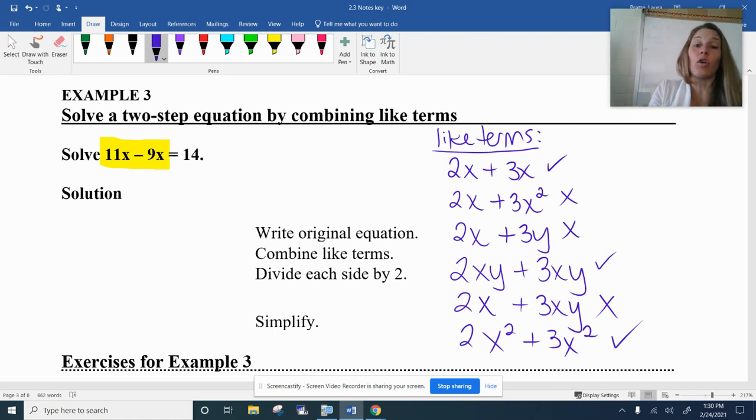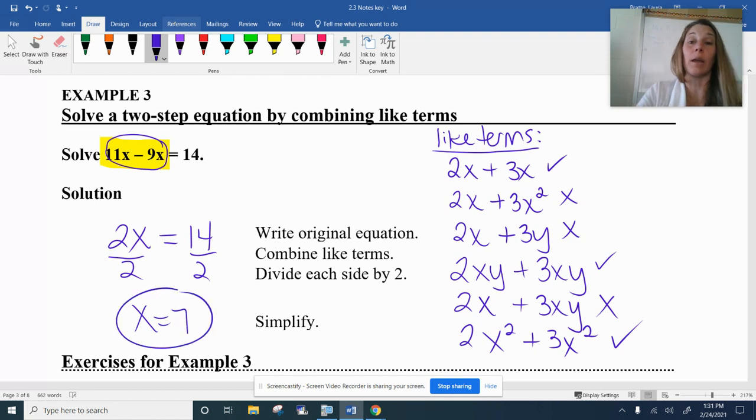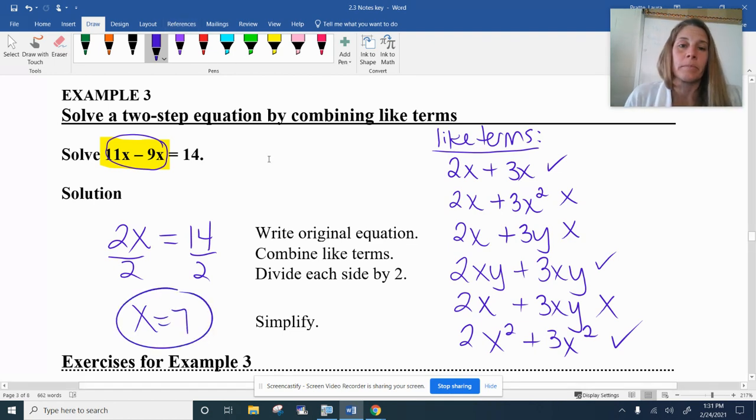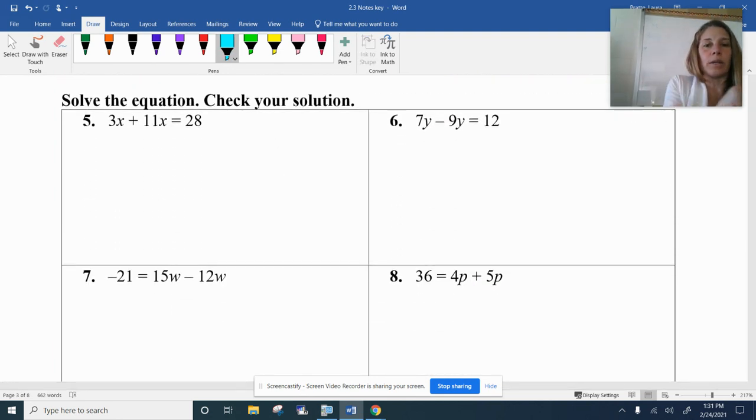So when we do this, if they're on the same side of the equation, we're simply just adding or subtracting and then sticking that variable on our answer. So 11 minus 9 is 2, and they're both x terms, so this would be 2x. Then it still equals 14, and then we would finish solving it by getting that x by itself using our inverse operations. So let's look at these examples. So for this first one here, 3x and 11x are like terms on the same side of the equation, so we can simply just do 3 plus 11 and get 14x.